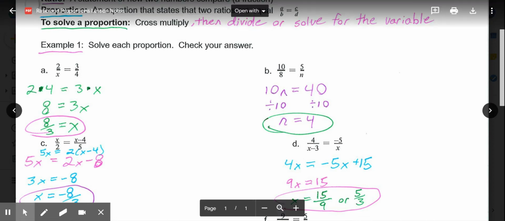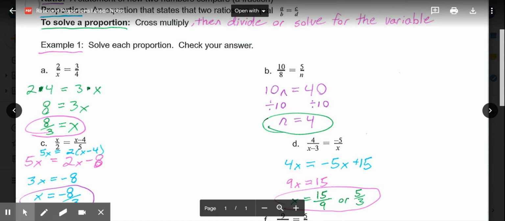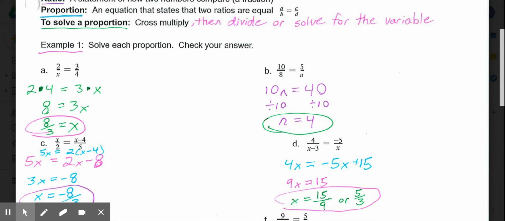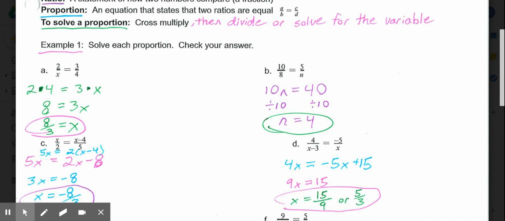Now it says solve each proportion, check your answer. There's a few ways you could check your answer. You could simply plug it into a calculator or do long division and get your decimal, 10 divided by 8, and then 5 divided by 4, and see if they equal the same thing. The other way that you can more simply check your answer is to just cross multiply. So if I'd set this up as 10 over 8 equals 5 over 4 to check my answer, 10 times 4 is 40, 5 times 8 is 40, so 40 equals 40, we're good to go.